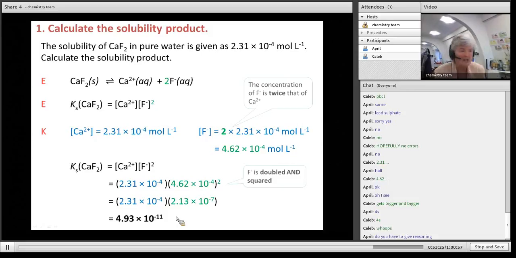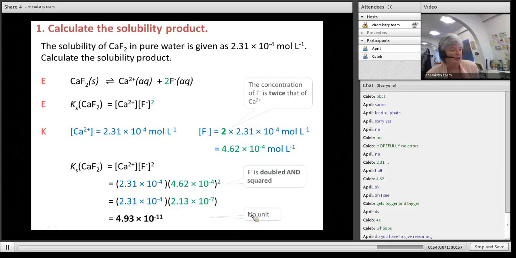April, do you have to give reasoning? You do have to give some, for excellence. You can't just put the answer down. But you could just simply from here, if you had that, simply say Ks is equal to 4S cubed, and let S be 2.31 times 10 to the minus 4, and work it out and come up with the answer. And notice there are no units, because I'm doing a solubility product.